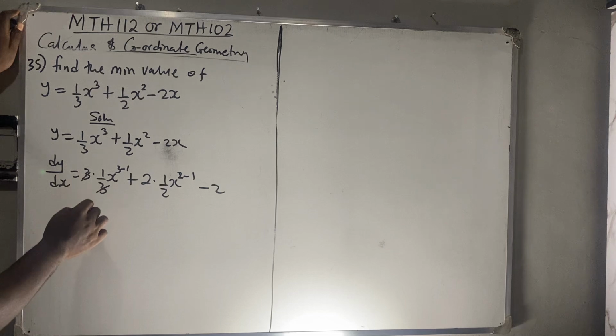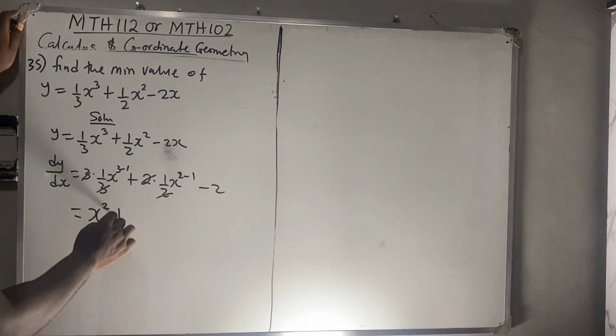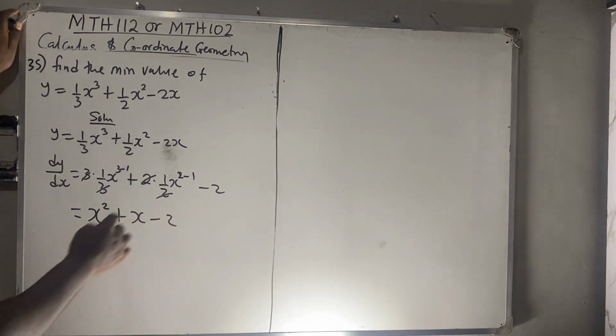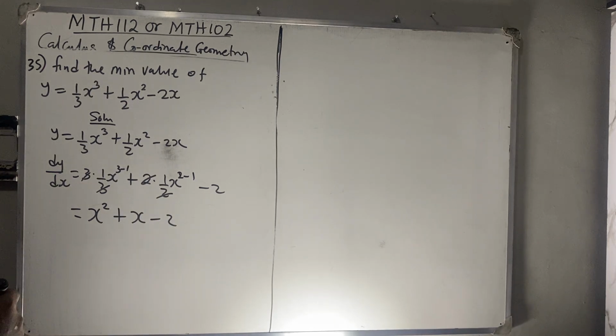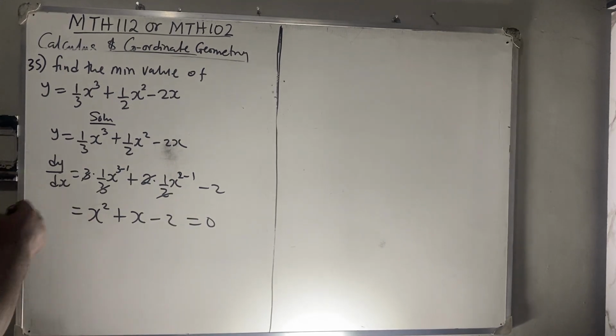So this takes care of this, I'm having x raised to power 2. This takes care of this, I'm having plus x minus 2. Now to solve this, to know the one that will give us minimum and maximum value, this will be equal to 0. Okay, like I told you, the first derivative must be equal to 0 for it to be a minimum or maximum point.